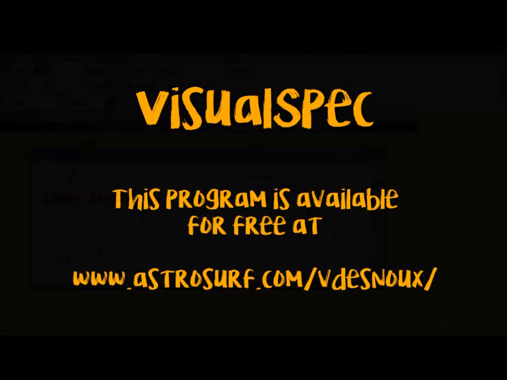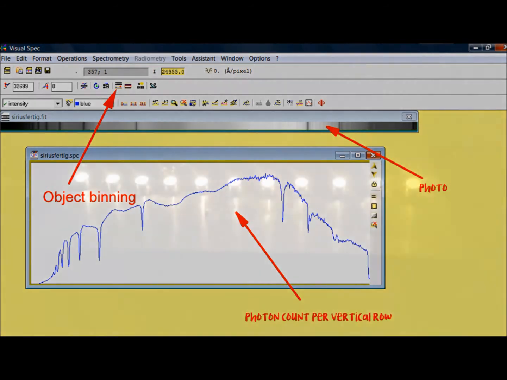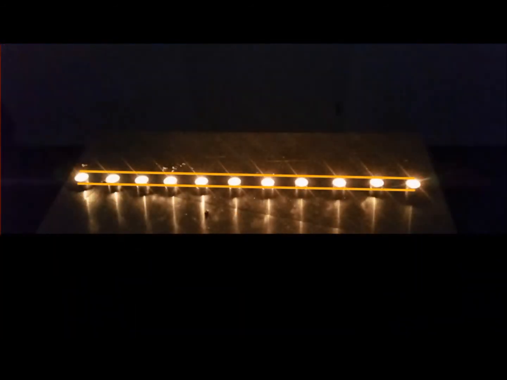This program looks at the picture and sums up the brightness values for each column of pixels. This is called object binning. The result is a summed up brightness curve from left to the right of the image. Usually this program is used for spectral analysis. When I put my candle row image into Visual Spec, I also get such a curve.